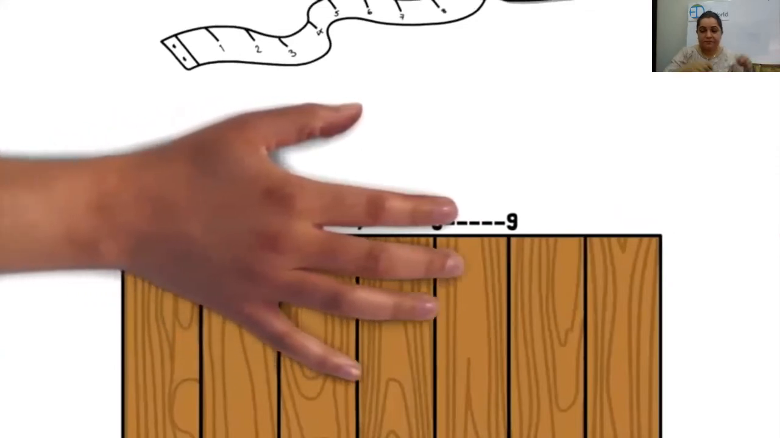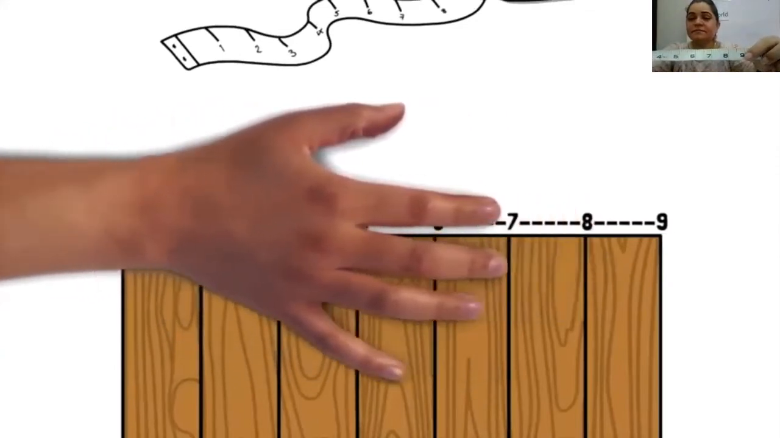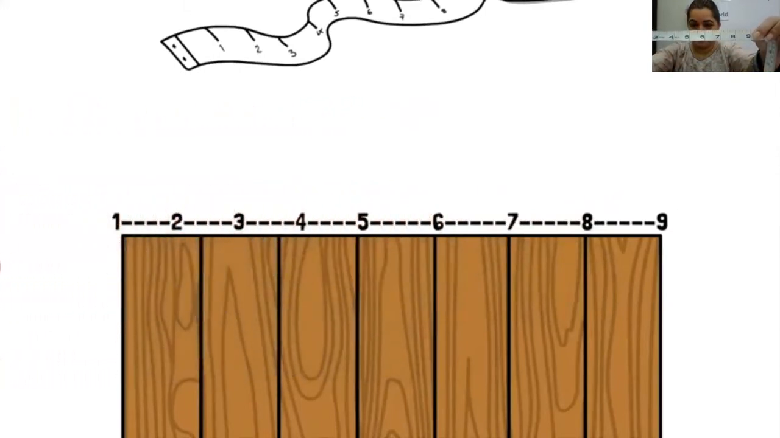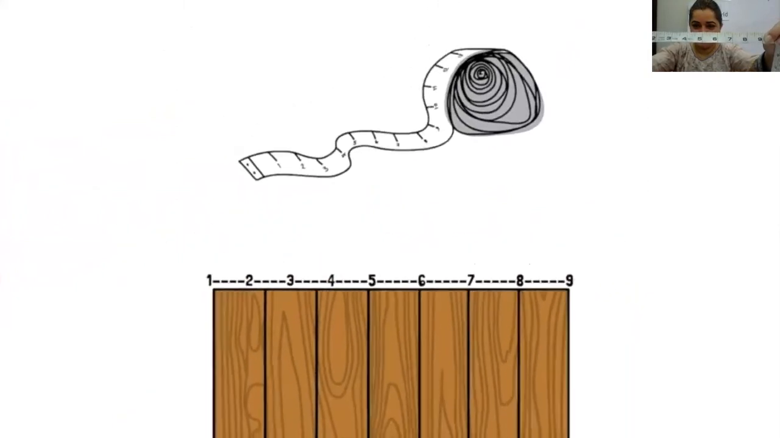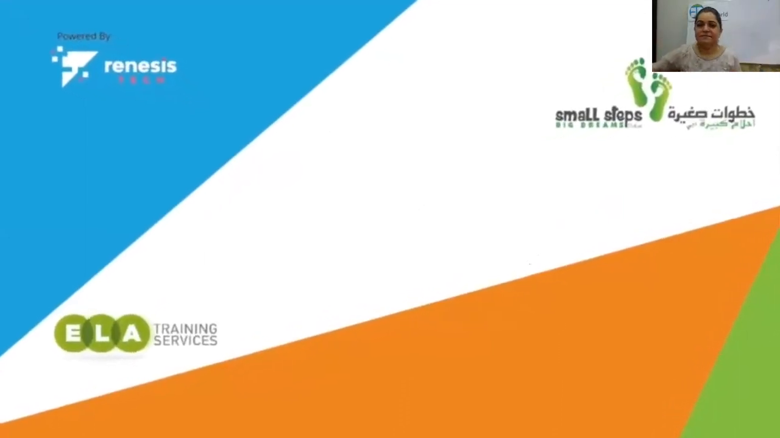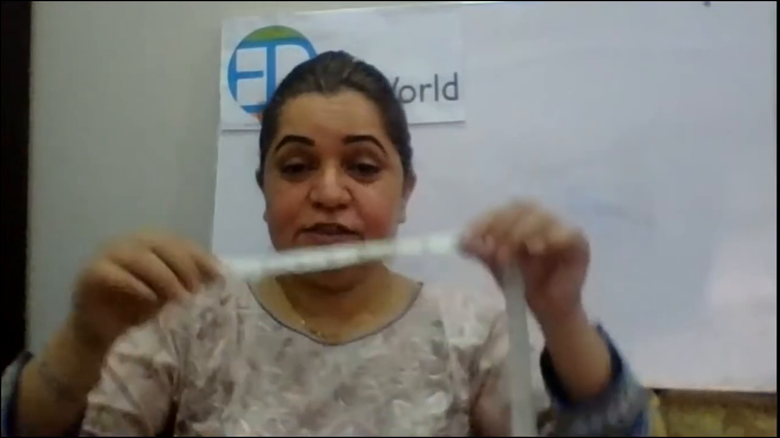And after sliding, he found out that the measuring tape said that his table was 9 inches wide. So that was the length that he found out. That's how you find out length. See, now it's very easy to find out length with the help of a measuring tape, very easily.